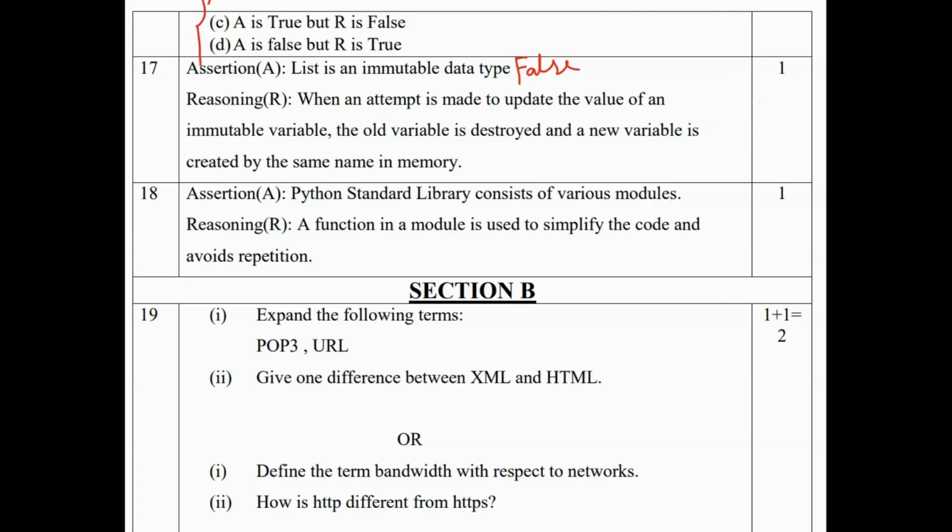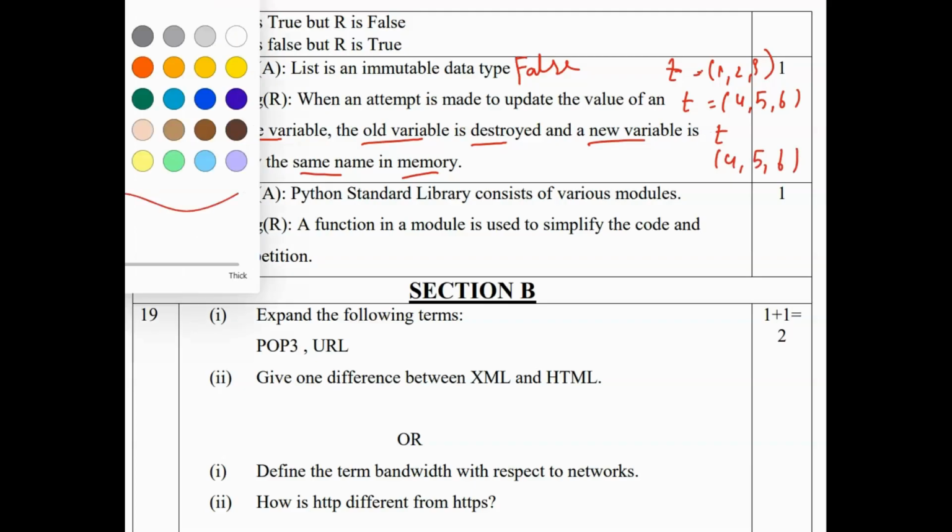The reasoning is, when an attempt is made to update the value of an immutable variable, the old variable is destroyed and a new variable is created by the same name in the memory. For example, tuple is an immutable data type. Let us write the example for tuple 1, 2, 3. Suppose I'm giving t is equal to 1, 2, 3. Now I assign the value for t as 4, 5, 6 and try to print t. What will get printed? 4, 5, 6 will get printed.